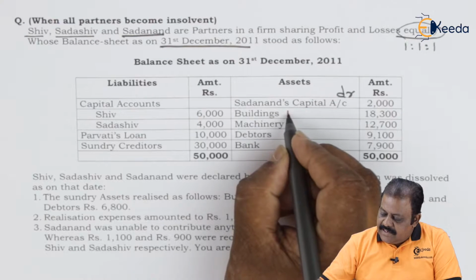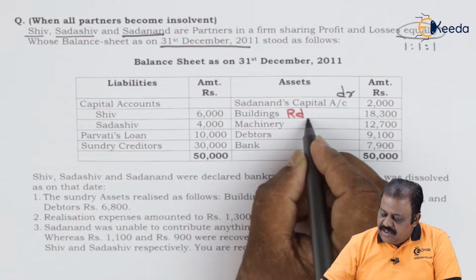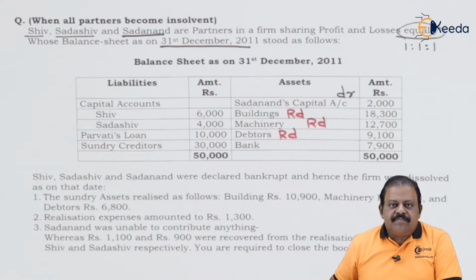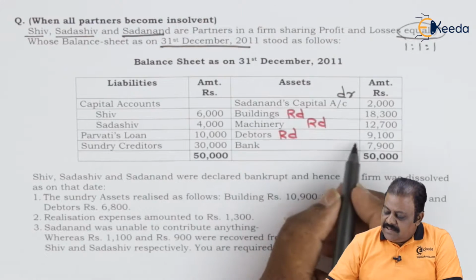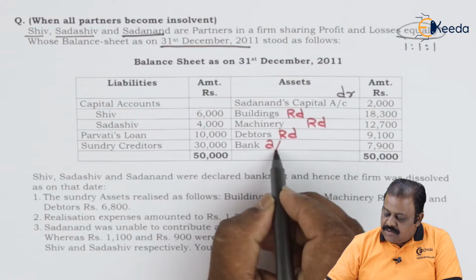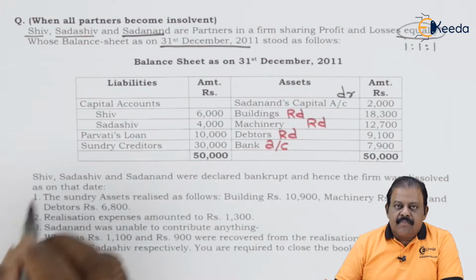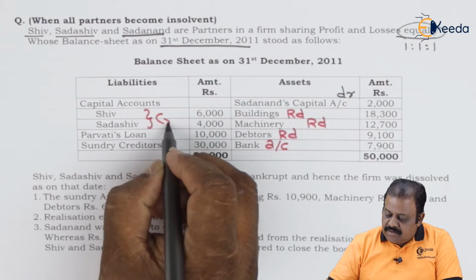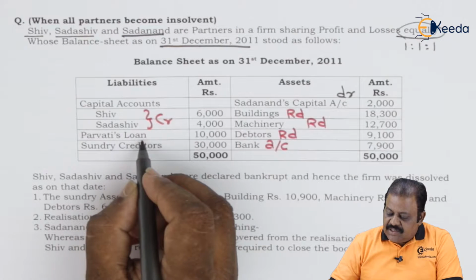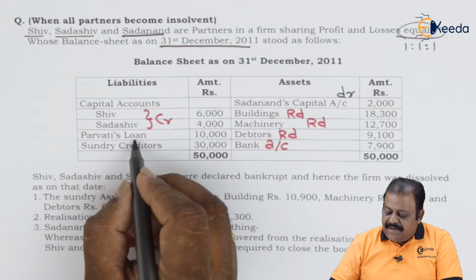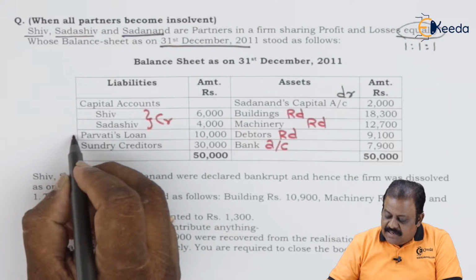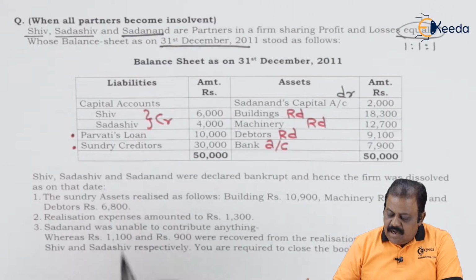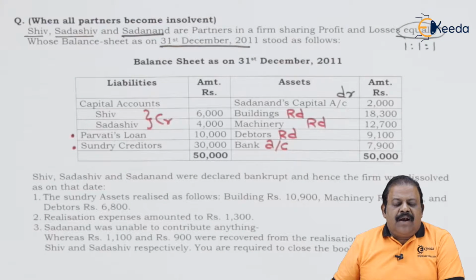Building, realization account debit. Machinery, realization account debit. Debtors, realization account debit. Bank balance will be transferred to a bank account separately opened. Capital accounts of Shiv and Sadashiv, capital account credit. Parvati's loan, so the third party, has to be settled. Sundry creditors 30,000. Accounts will be opened for third party liabilities.